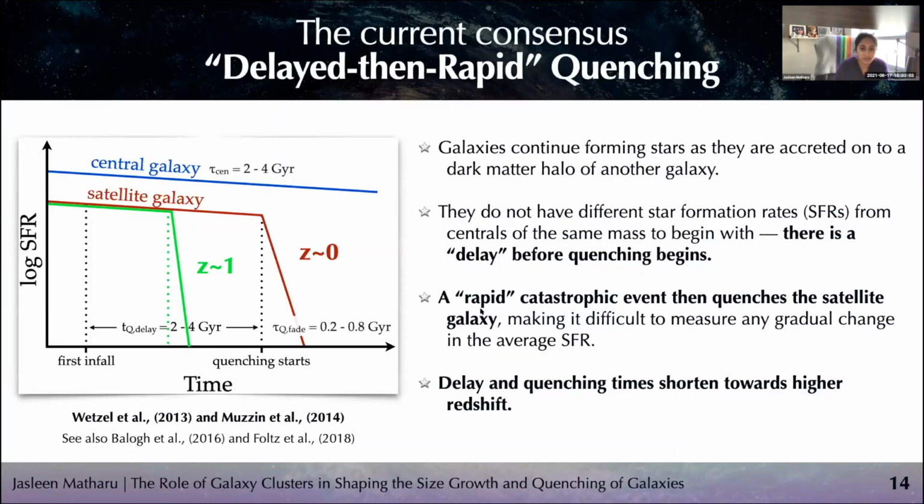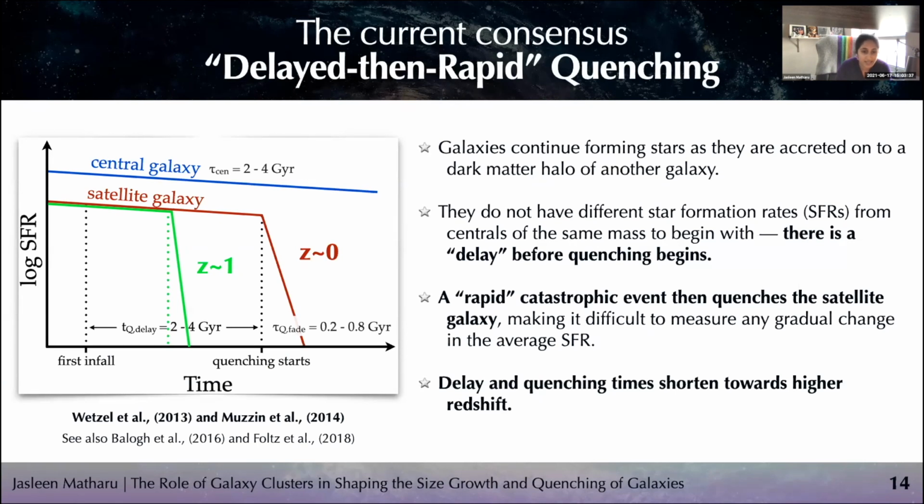And to start off with, I'll give a quick overview of the current consensus in the literature, which is that Wetzel et al. in 2013 proposed the delayed-then-rapid quenching model to explain the indistinguishable star formation rates and high quench fractions in redshift 0 clusters compared to the field. In this model, galaxies continue forming stars as they are accreted onto the dark matter halo of another galaxy, but their star formation rate isn't affected straight away. Hence, there is a delay before environmental quenching begins.